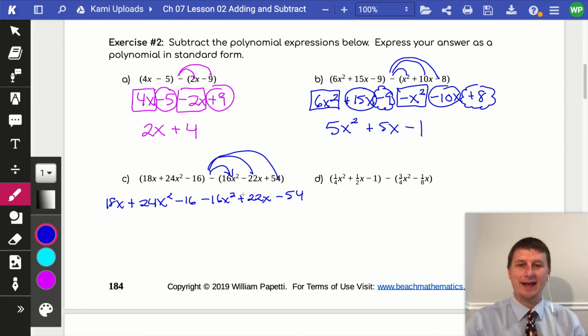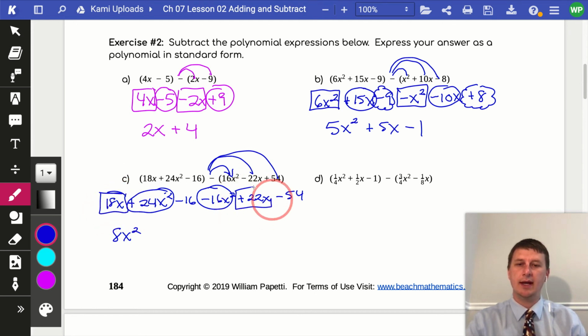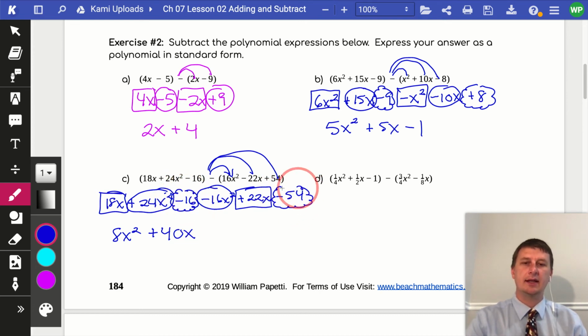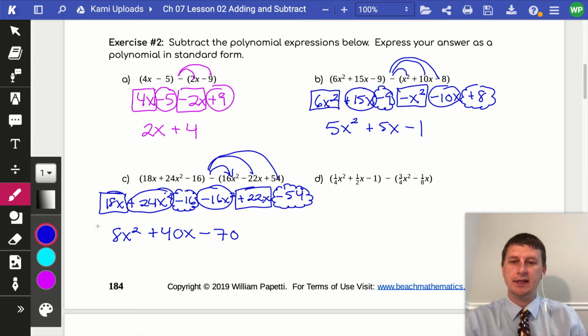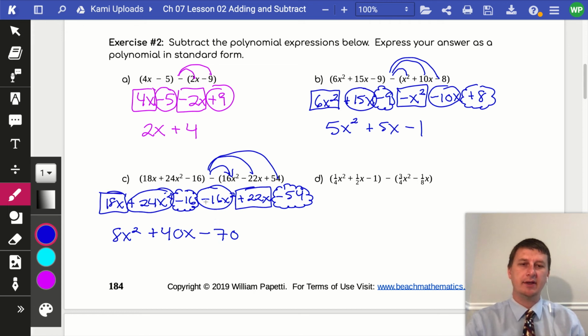So now I'm going to look for my x squareds first, because again, I want to always keep it in standard form. So I have a 24x squared minus a 16x squared. That's going to give me a positive 8x squared. Now I look for my x's. I have an 18x and I have a 22x. And 18 plus 22 is going to give me 40x. And finally, I have constants of negative 16 and negative 54. When I add those two together, I'm going to get a negative 70. So for my final simplification on part C, I should have 8x squared plus 40x minus 70.